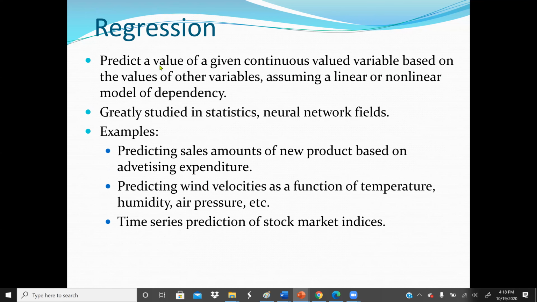So next will be regression. Regression, as we said, is the same as prediction. We use it to predict the value of a given continuous-valued variable based on the values of other variables. If we remember the college algebra straight line graph, that's the same concept, the straight line function. Y equals mx plus b, where m is the slope and b is the y-intercept.